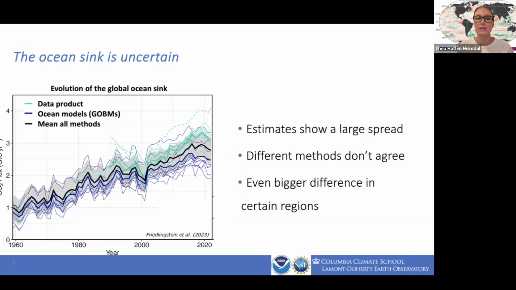Another thing we can look at is if we start looking at the year 2000 and up until today, we're seeing that the two different methods, so shown by the green and the blue lines, they're starting to diverge. They don't agree anymore. So if we're looking at 2022, the green lines show a much higher uptake. So the data products show a much higher uptake of carbon in the ocean compared to the GOBMs. And I could also mention that now we're looking at the global ocean sink, and these differences between the different estimates can be even larger in specific regions, for example, in the Southern Ocean.